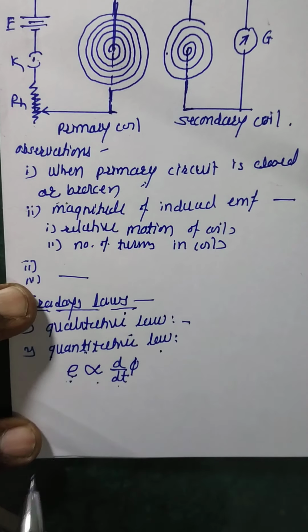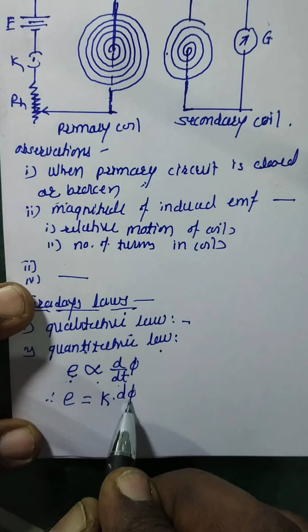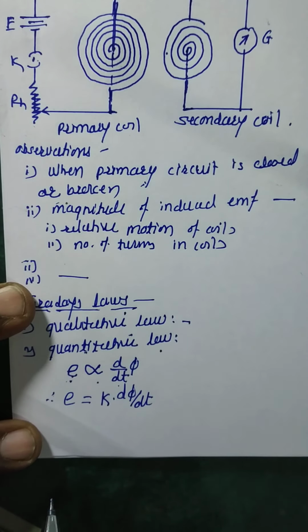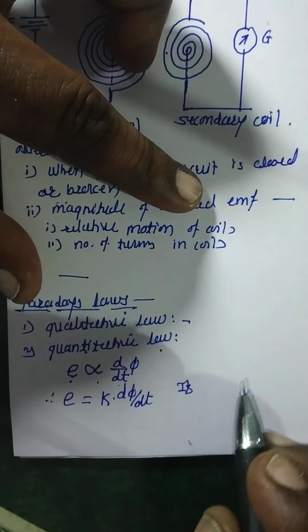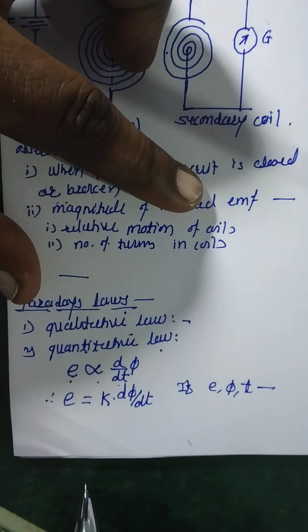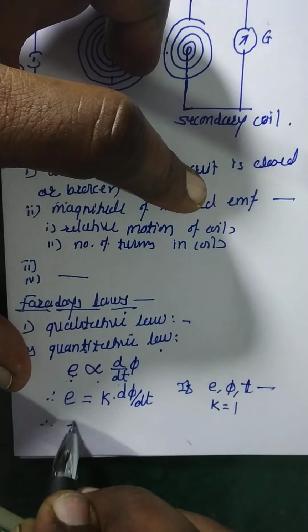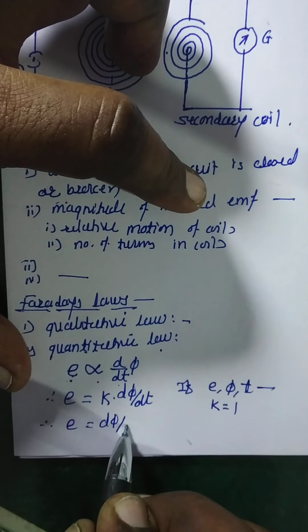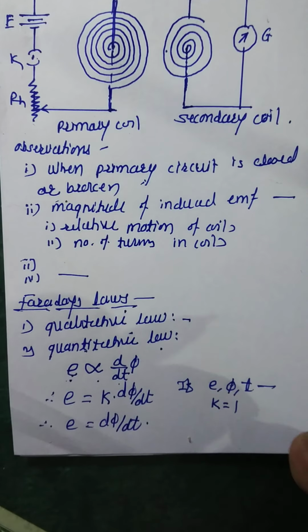To remove this proportional sign, we have to take a constant, that is E is equal to K into d phi by dt. If E, phi, t are measured in the same system of units, then the value of K is equal to 1, and therefore E is equal to d phi by dt. These are Faraday's laws of electromagnetic induction.